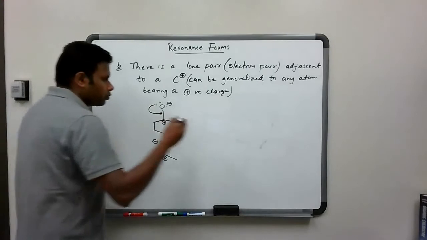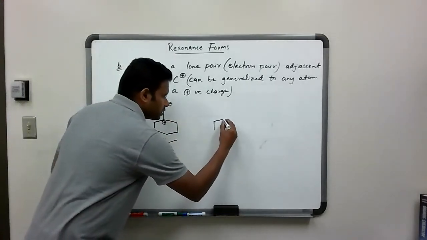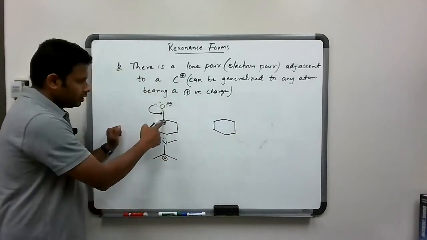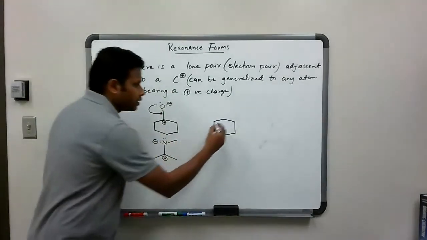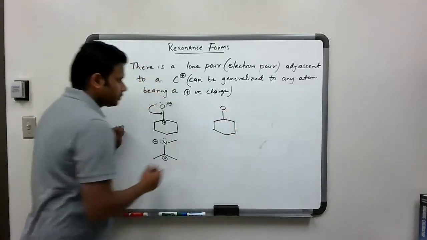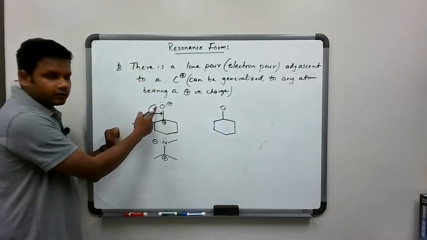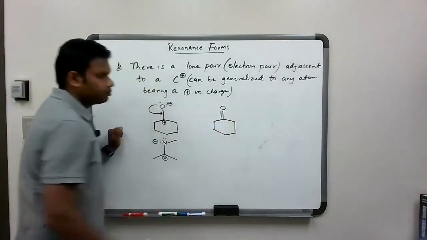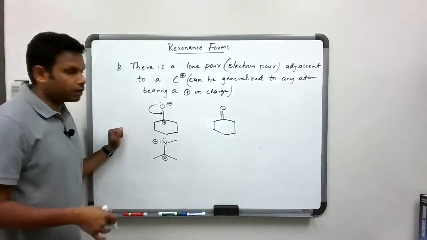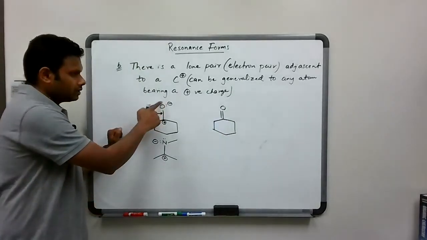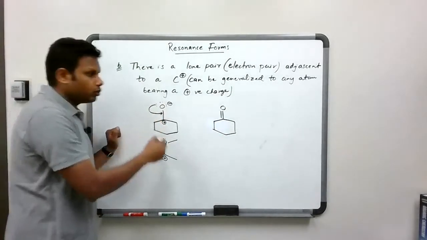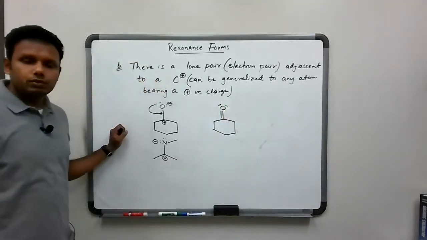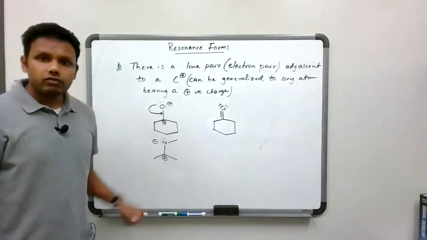So let's draw the resulting structure. Once we do this, there was one bond between carbon and oxygen already. We took a pair of electrons and moved it to the space between carbon and oxygen. So now there should be a double bond. So we should have two bonds now. And oxygen had three lone pairs, but we moved one already. So now oxygen should only have two lone pairs on it. And that will be the resonance structure.